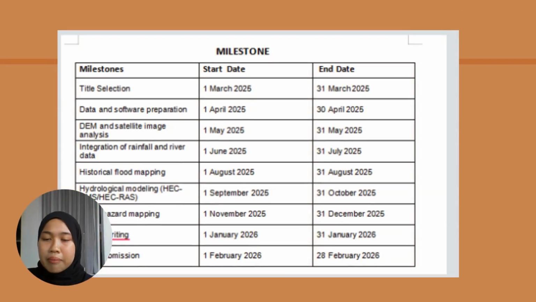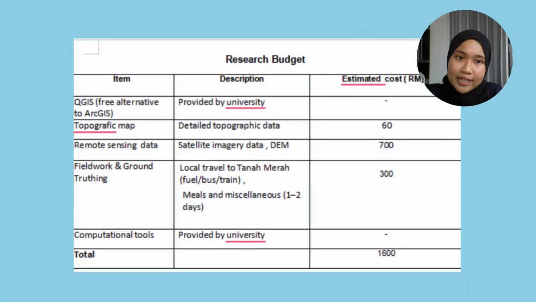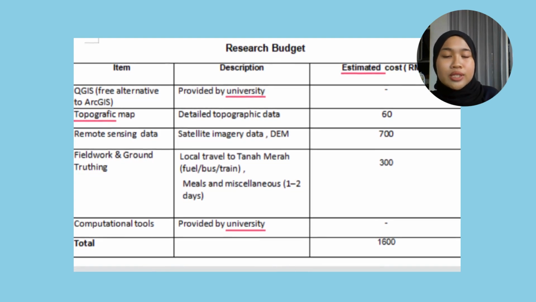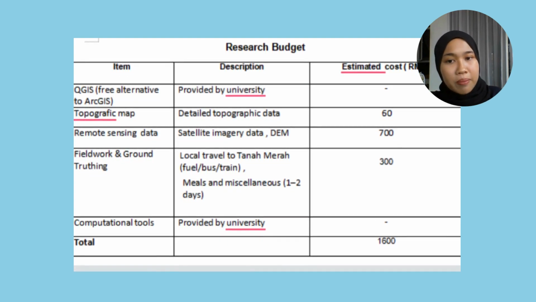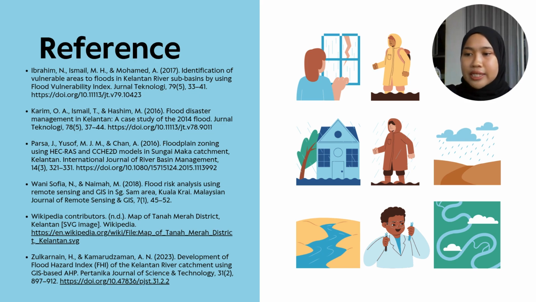This is my milestone table. The next part is research budget. The items are QGIS, topographic map, remote sensing data, fieldwork and controlling, and computational tools. The total for this project is 1,600.